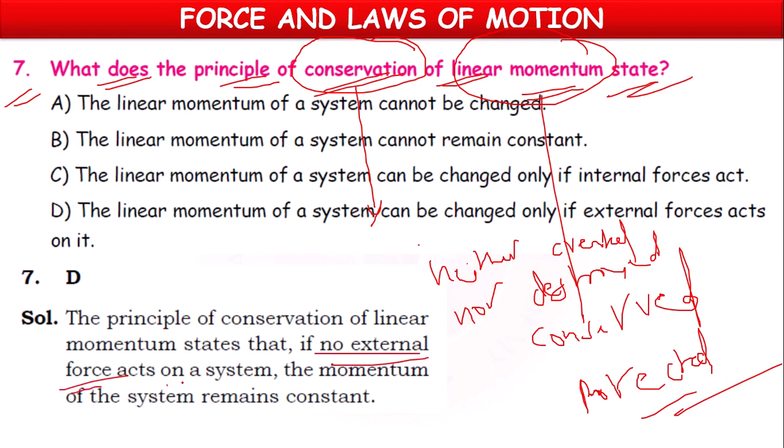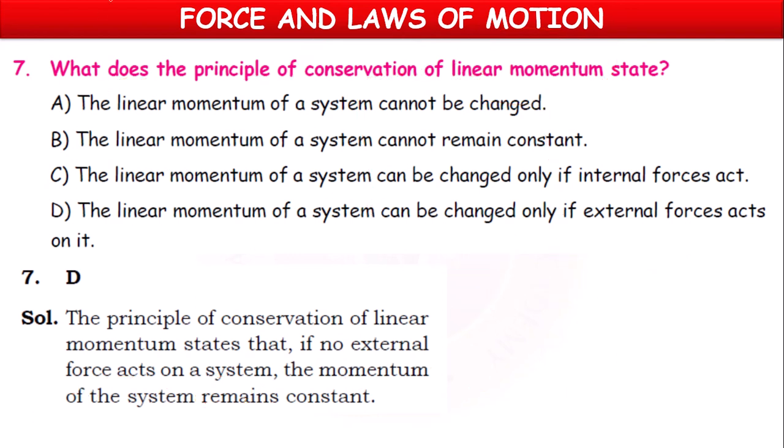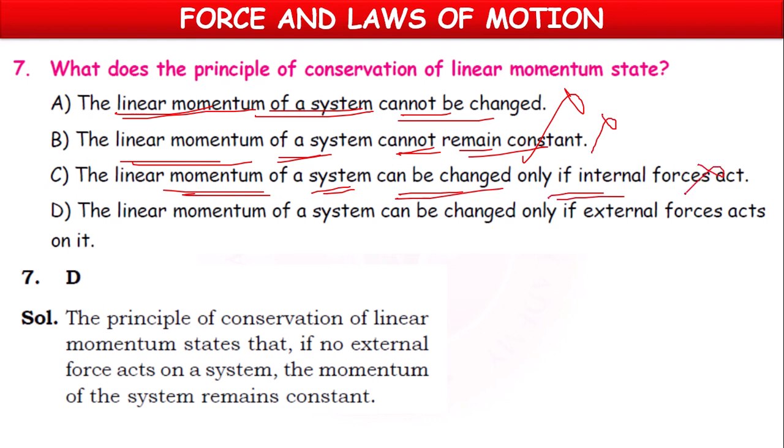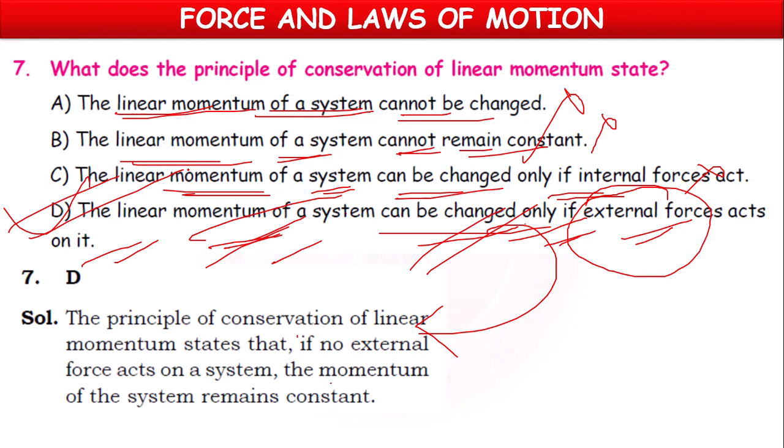If there is no external force acting on the system, the total momentum of the system remains constant, remains conserved, remains protected. The linear momentum of a system cannot be changed, wrong, because the complete definition is not given. Linear momentum of a system cannot remain constant, wrong. Linear momentum of a system can be changed, wrong. Linear momentum of a system can be changed only if external forces act on it. So indirectly, this gives the meaning. If external forces act on it, linear momentum will change. If no external force, linear momentum cannot be changed. So indirectly, option D is the correct answer.